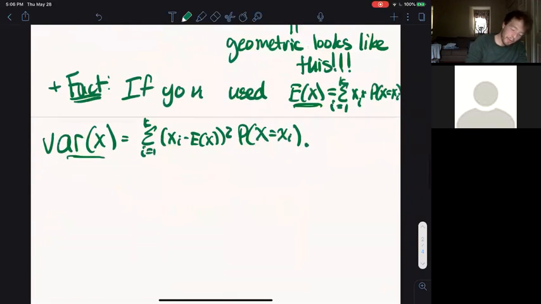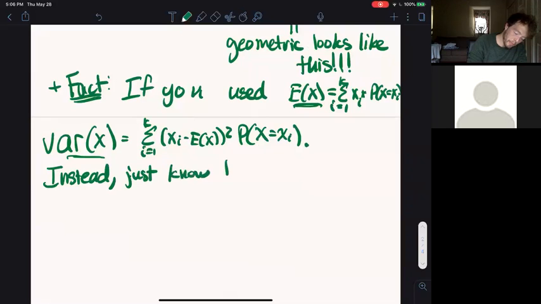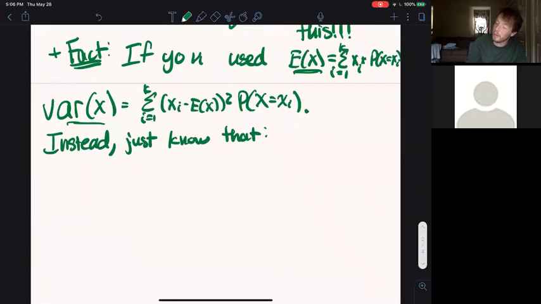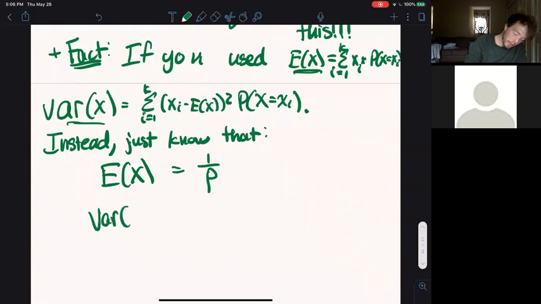But I'm going to give you this fun fact. I'm going to do that math for you, not require that you do it. And I'll tell you that the expected value of x, where x is a geometric random variable, is 1 over p. And the variance of x is equal to 1 minus p over p squared. Okay?